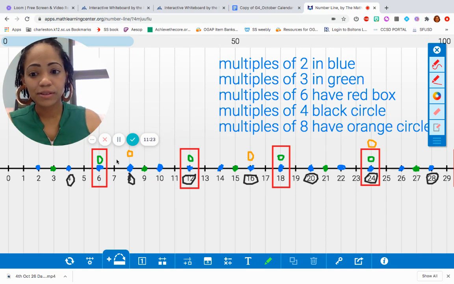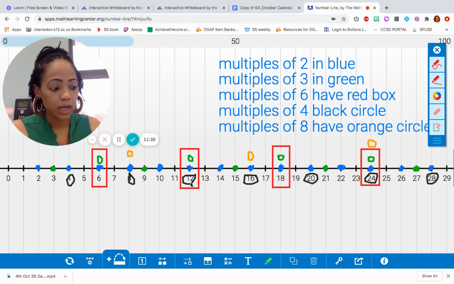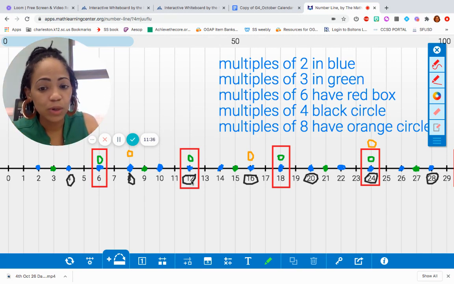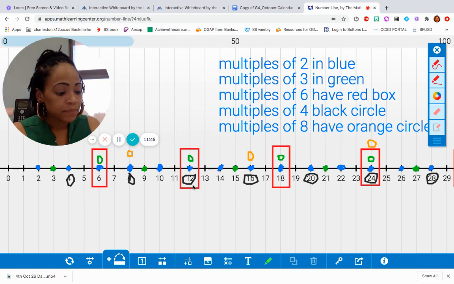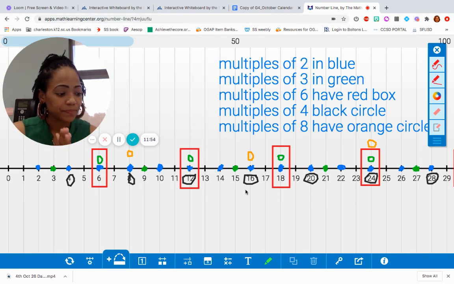Even numbers, if you notice, there are a lot more even numbers than there are odd numbers. You definitely can tell which number is a multiple by the different symbols on each. So the red box we know is a multiple of 6. That's why I just went over that. And some numbers are multiples of all of them. 2, 3, 6, 4, and 8.